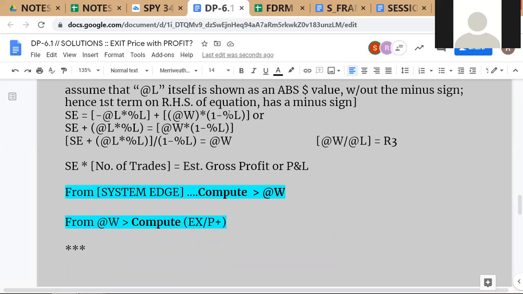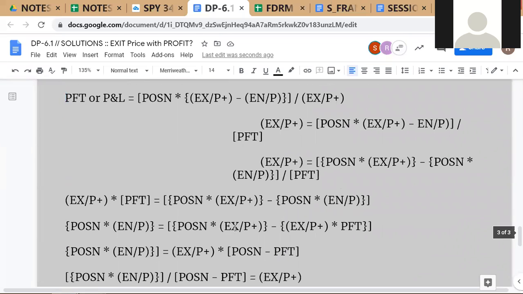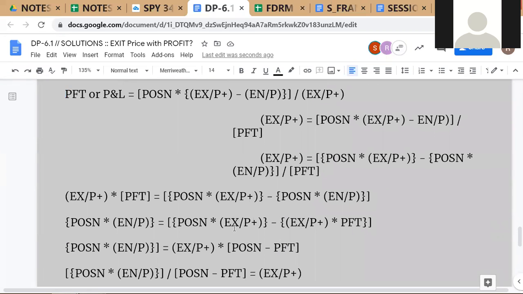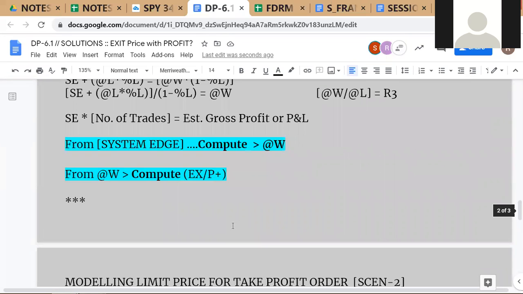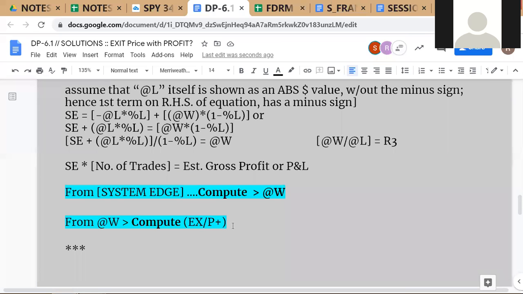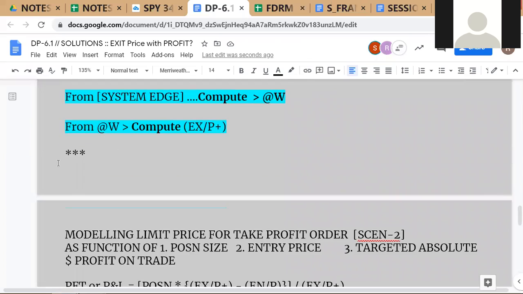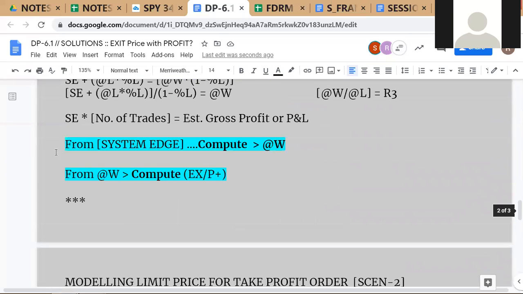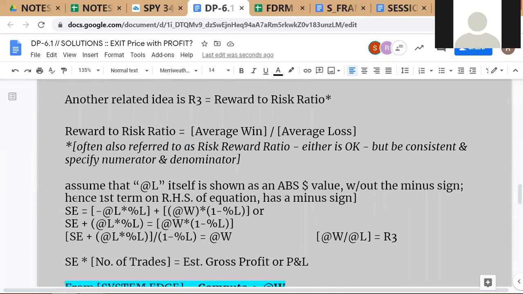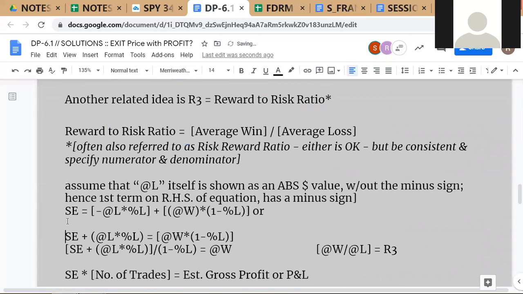Now you see I've written average percentage winners as 1 minus percentage losers. So you can see the same thing here. No, this is a different calculation. Let's compute from here. We'll just look at this calculation. What step are we doing now? From system edge, compute average win. How will we do that? Let's look at the formula for system edge, and we can easily see that.